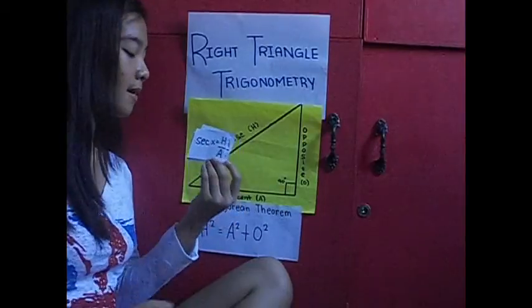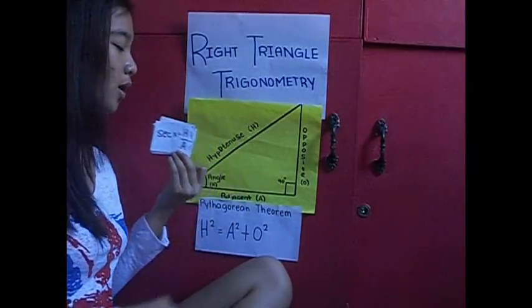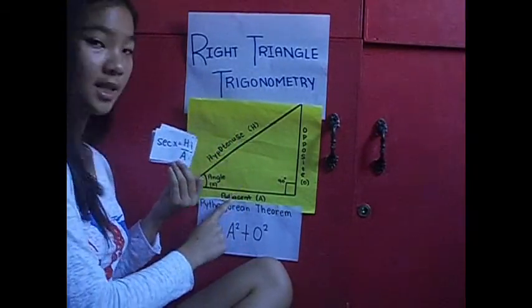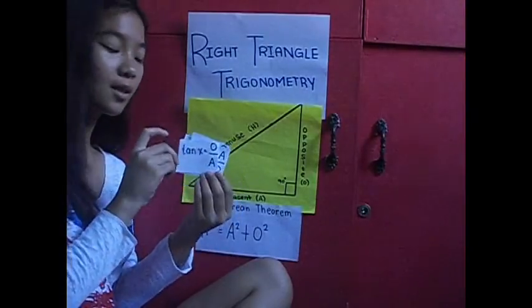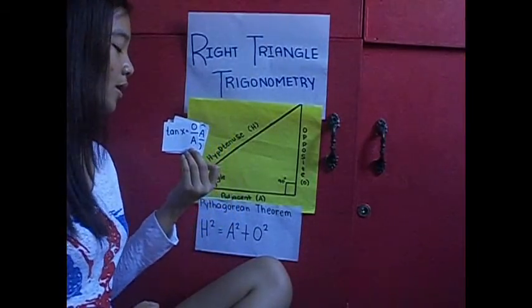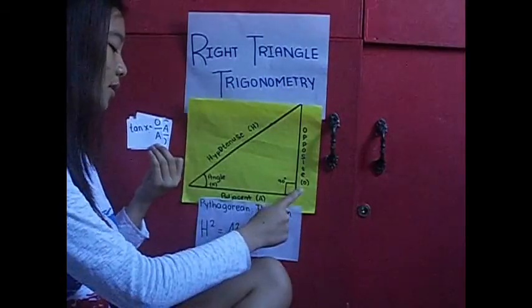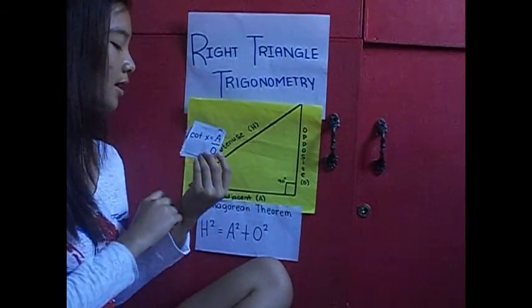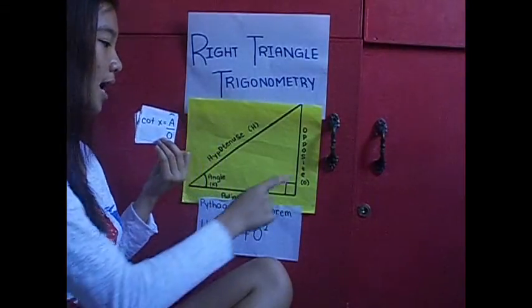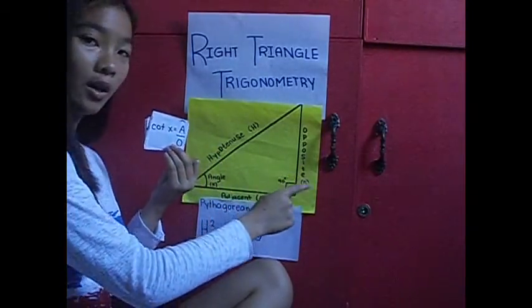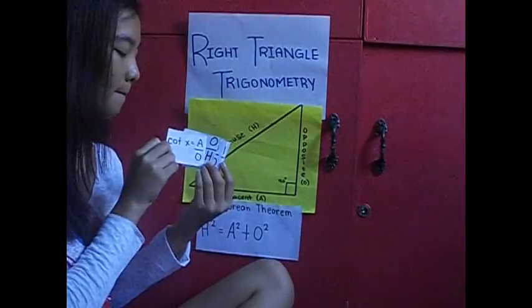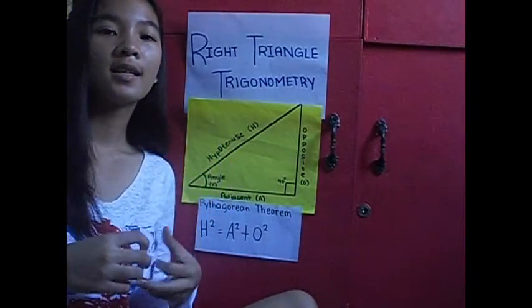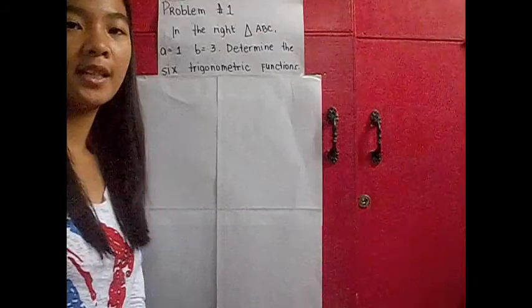The next is secant x equals hypotenuse over adjacent. The next one is tangent x equals opposite over the adjacent. And the cotangent equals adjacent over the opposite. And those are the six trigonometric functions. And I have here an example.